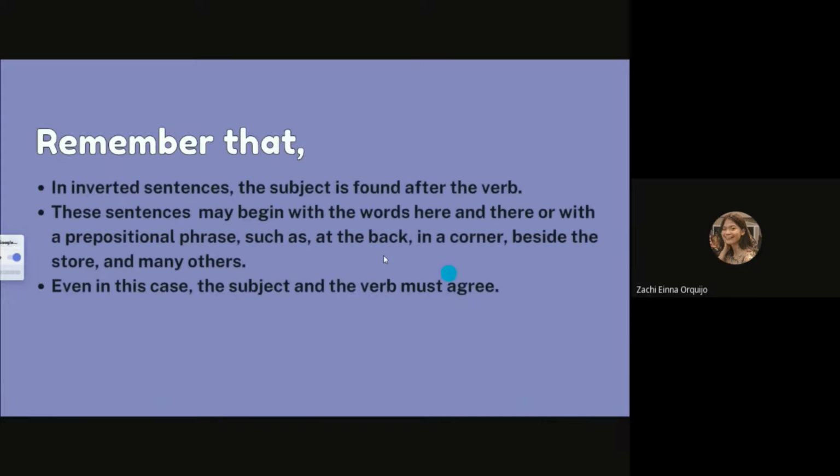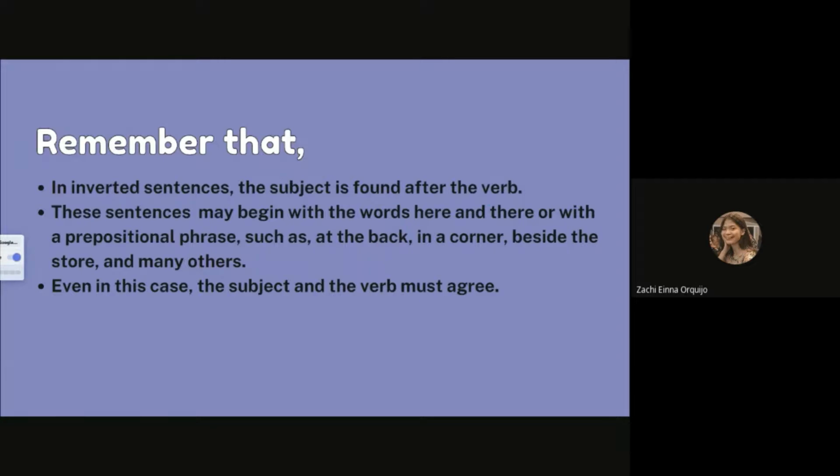So now, remember that in inverted sentences, the subject is found after the verb. So kapag inverted sentences, katulad ng mga pinag-usapan natin kanina or pinag-aralan natin kanina, nauuna yung verb bago sa subject. Pero sa mga normal order or normal sentences, nauuna sa subject bago sa verb. Okay? Pero again, in inverted sentences, kaya nga siya tinawag na inverted kasi nauuna si verb bago si subject.